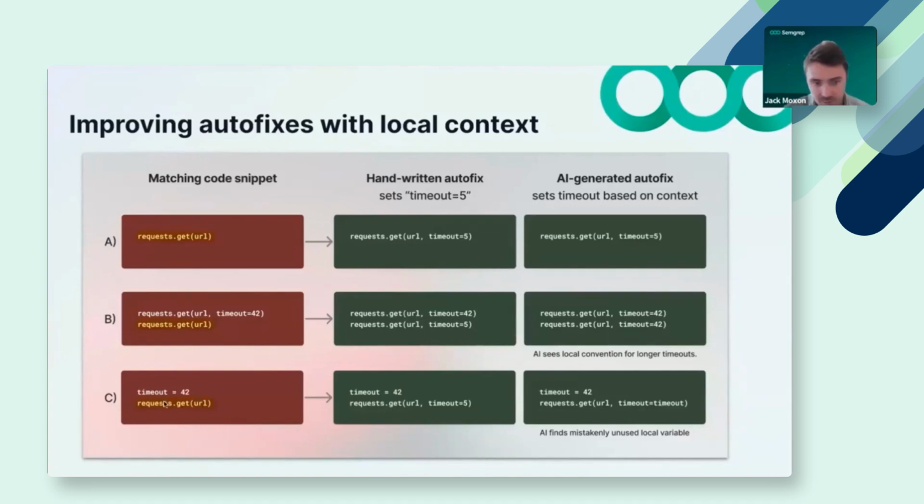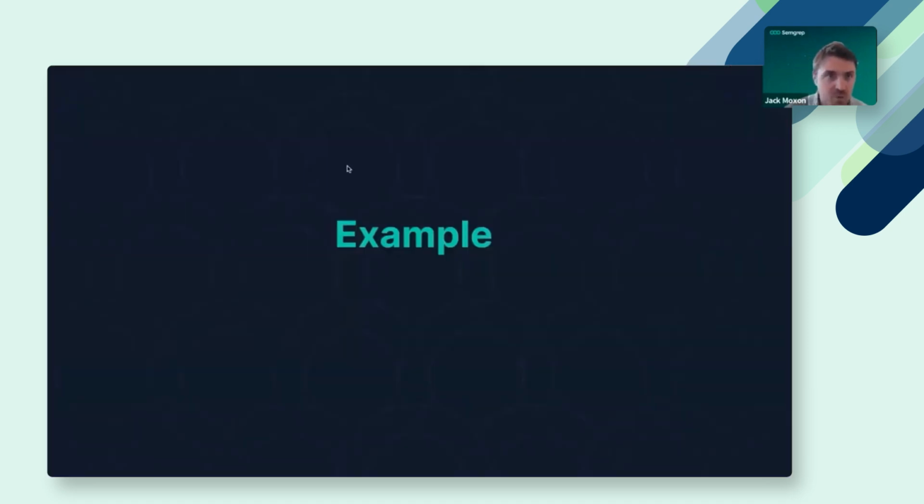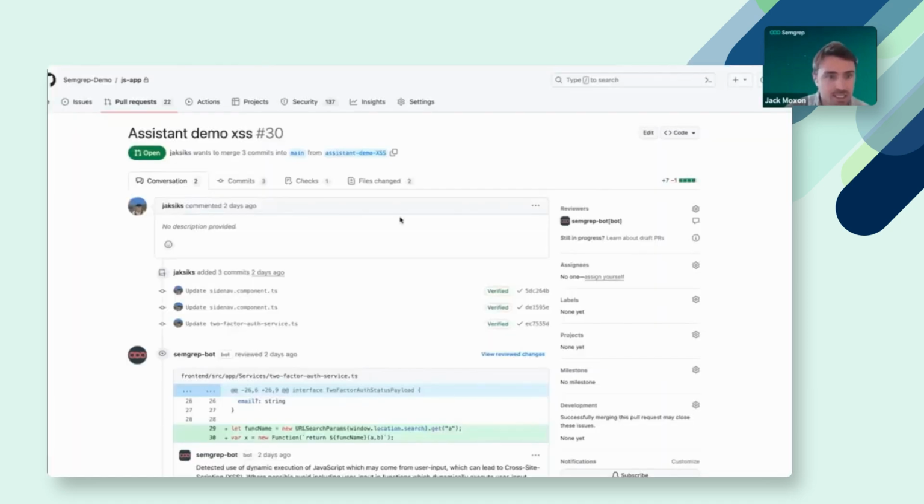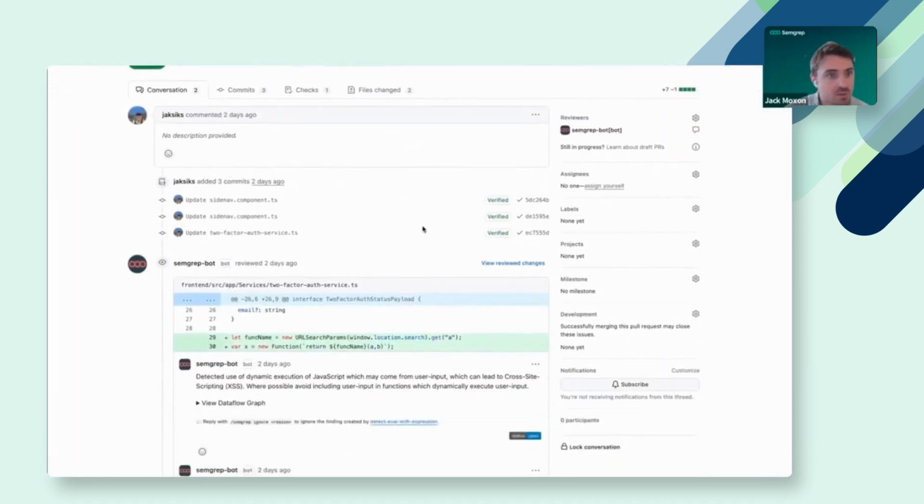And then in example C, we have another example where we have a local variable that sets the timeout to 42. And again, human autofix is somewhat inflexible, so what it's going to do is hard code that in. But again, AI is going to find that mistakenly unused local variable and set that here. So let's look at an example in a GitHub pull request here, and Bensei is going to talk through this one really quickly.